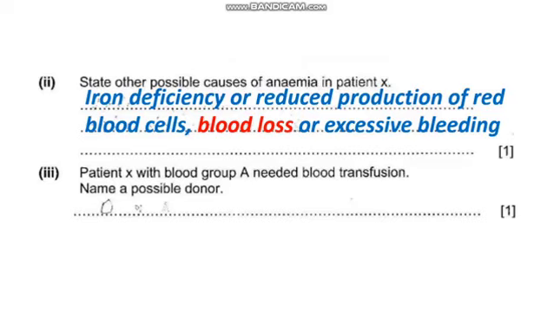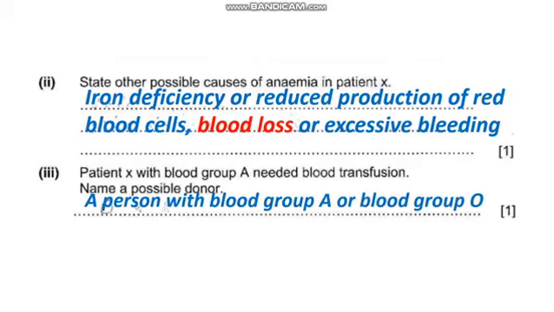So a person with blood group A can only receive blood from blood group A and blood group O. These are the only two possible donors who can give blood to a person who has blood group what? A. Okay, so these are things that you must know. So a person with blood group A or blood group O, these are the only two possible donors that can give blood to person X who had blood group A. So these are things that you must know.